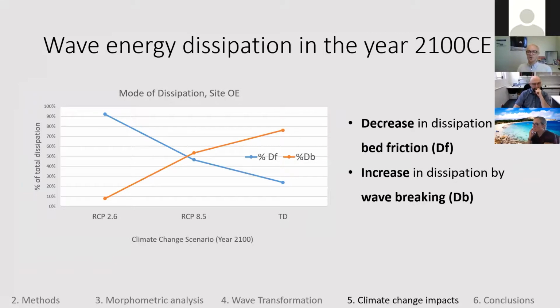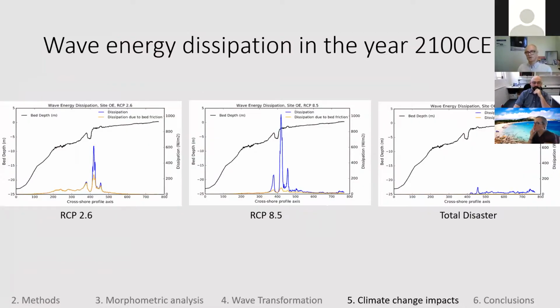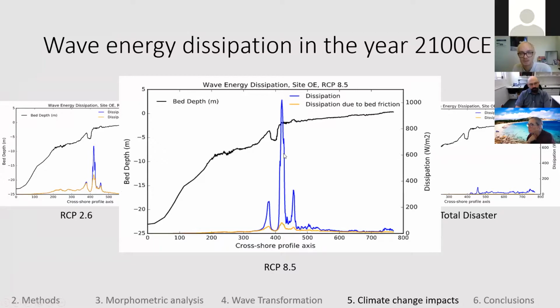We also see a shift in the mode of wave energy dissipation from bed friction, shown here in orange, to wave breaking here in orange, and bed friction decreasing here in blue as we increase the climate change effects. And this is true across all of the wave models, with the exception of this one. So this graph here represents the bed profile. In blue is the total dissipation, and in orange, the dissipation due to bed friction. You see decreasing with increasing climate change, except for RCP 8.5 here, where we see an increase in the total wave energy dissipation in blue.